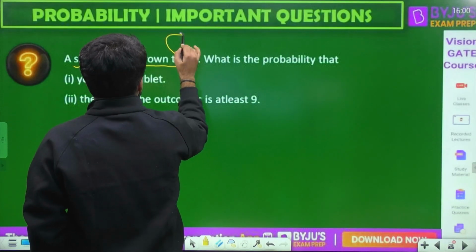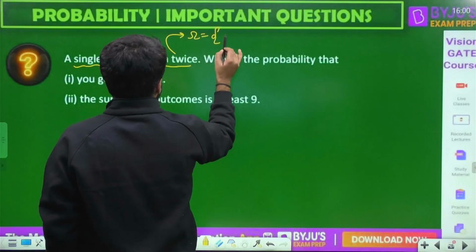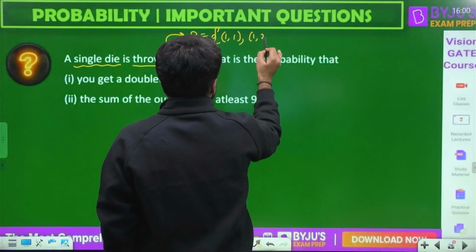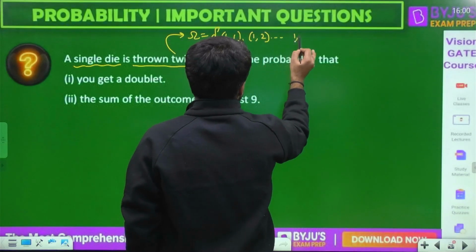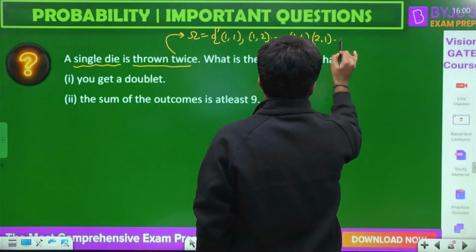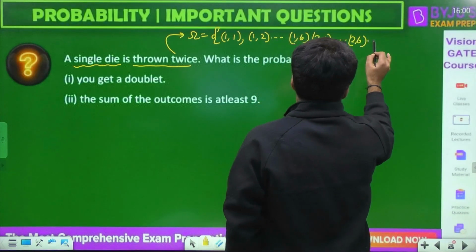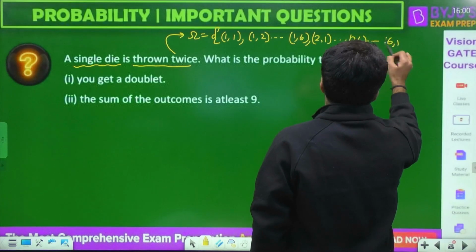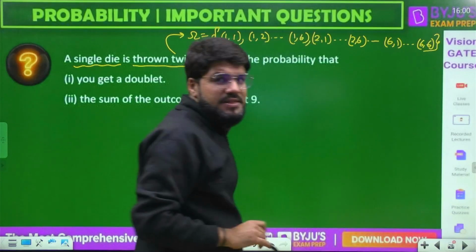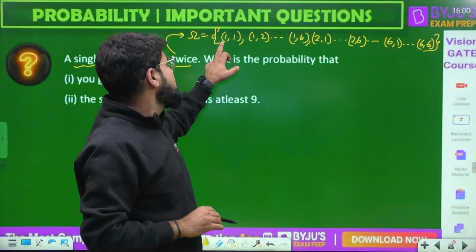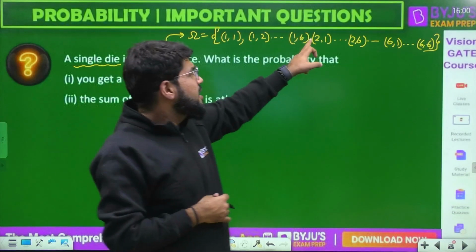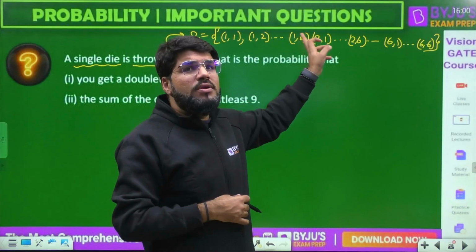Look, when you talk about twice, let me give you the idea about sample space. The outcome can be 1, 1. First is 1, second is also 1. First is 1, second is 2, etc. up to first 1, second 6. Then first can be 2, so 2, 1 up to 2, 6. Similarly, up to 6, 1 to 6, 6. For every toss of the first dice, suppose 1, there are 6 outcomes for the second dice. If the first dice is 2, again there are 6 outcomes for the second dice.